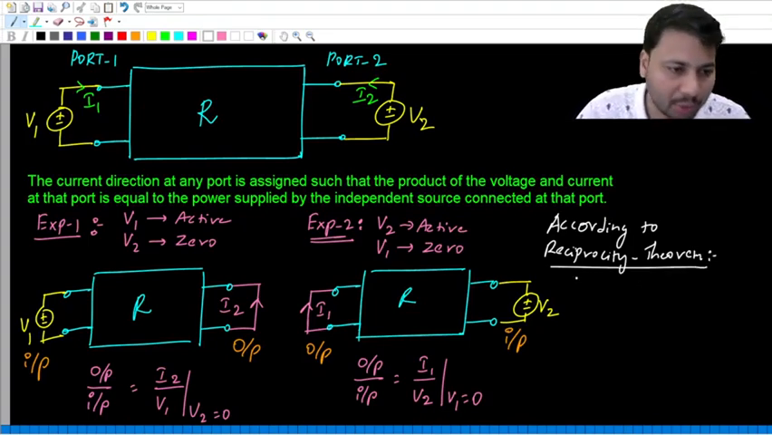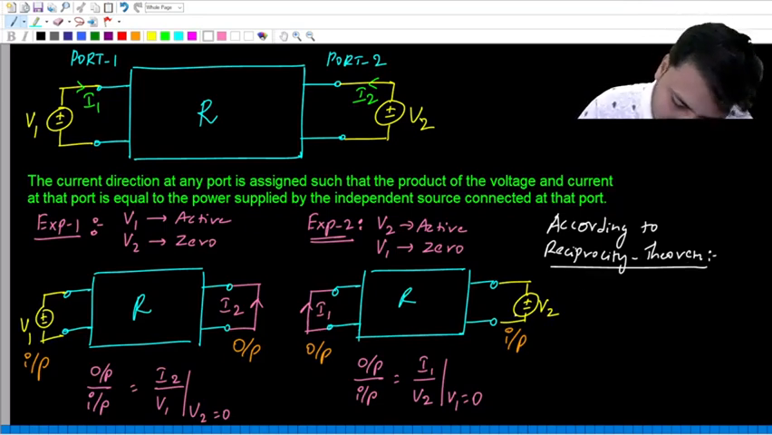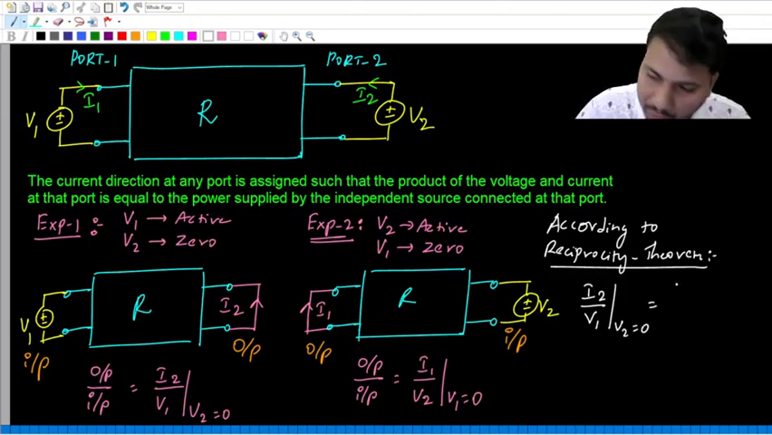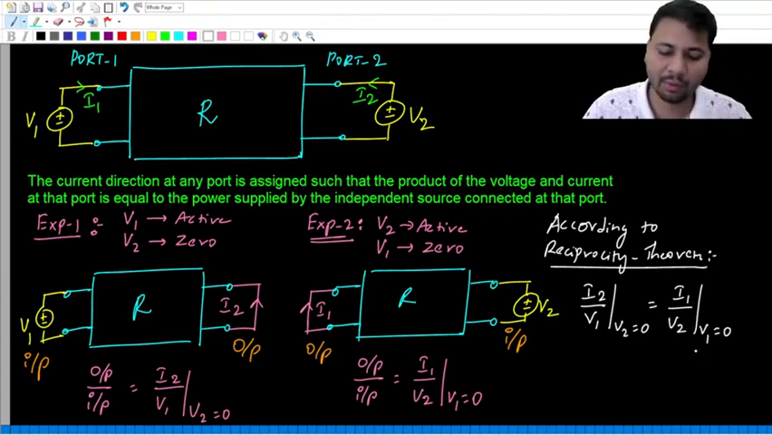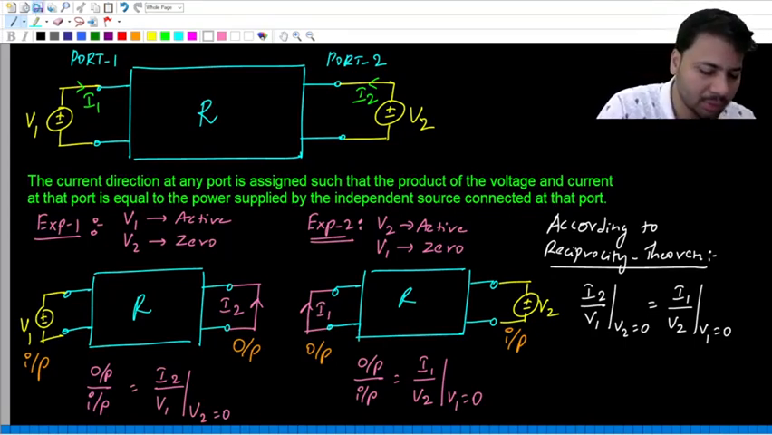According to reciprocity theorem, these two ratios are equal. What is the first ratio? I2 by V1 when V2 is made 0 is equal to what? I1 by V2 when V1 is made 0. That's all. This is what the reciprocity theorem is. Okay.